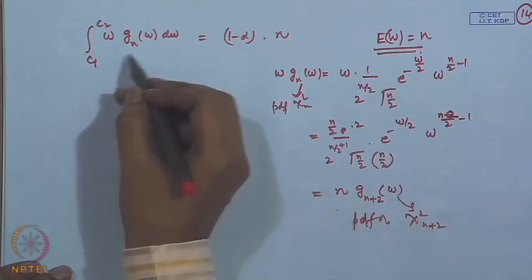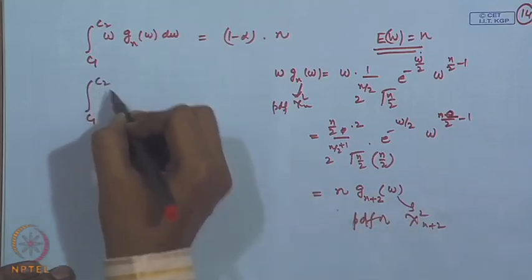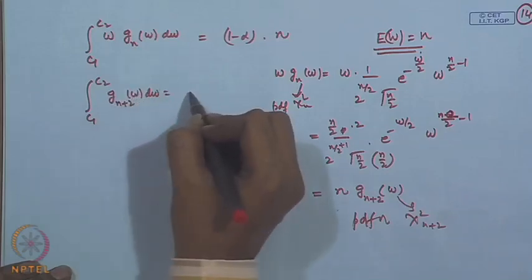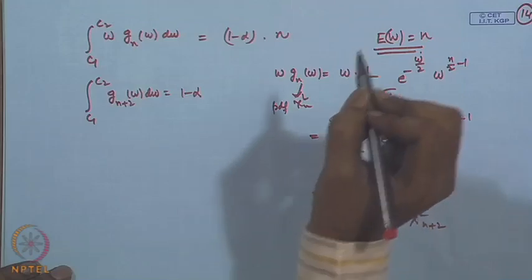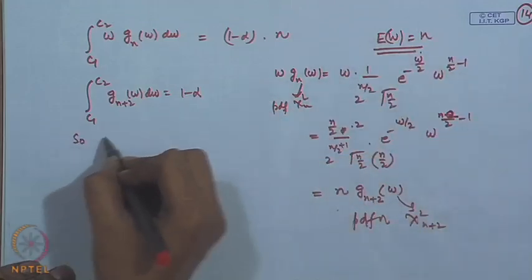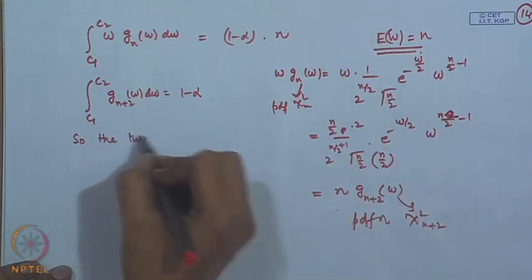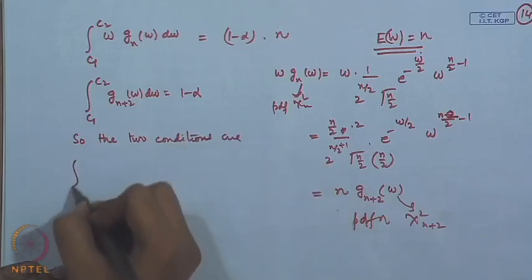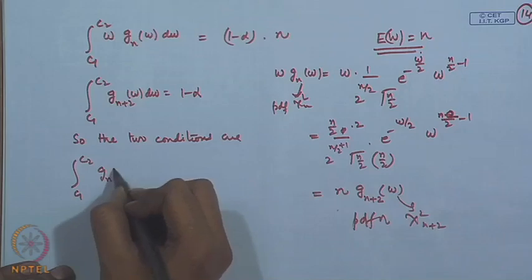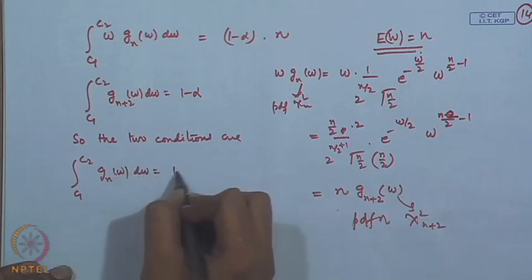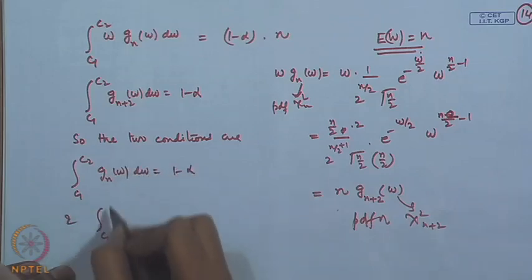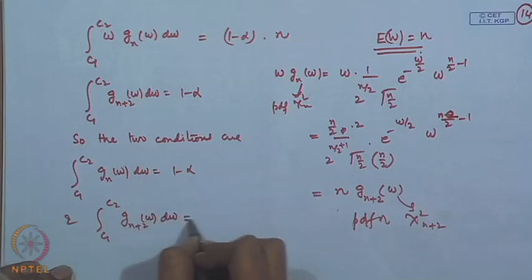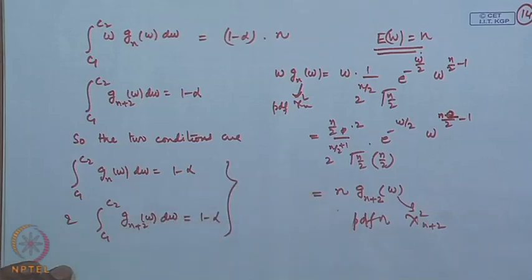So, this condition can then be written as the integral from C1 to C2 of g n plus 2 w dw equal to 1 minus alpha. So, the two conditions are then the integral from C1 to C2 of g n w dw equal to 1 minus alpha, and the integral from C1 to C2 of g n plus 2 w dw equal to 1 minus alpha.